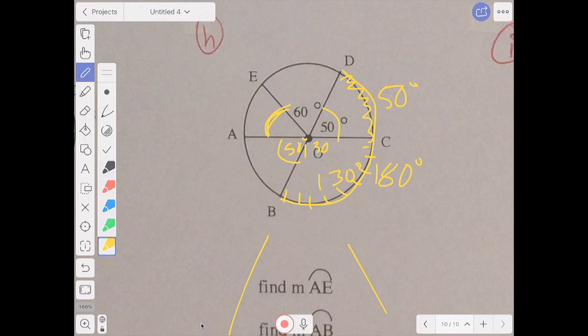All right, so that's the end of today's lesson, and we'll be continuing on with angles in and around and actually outside the circle coming up soon.